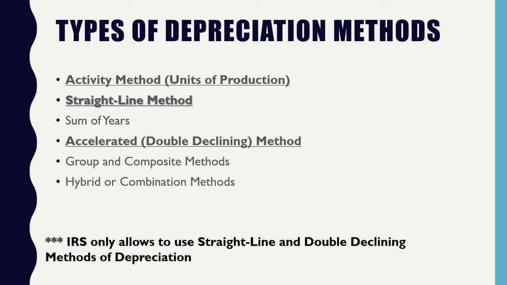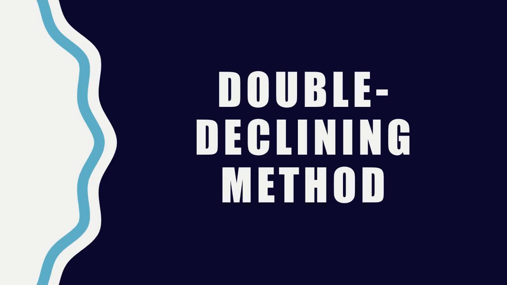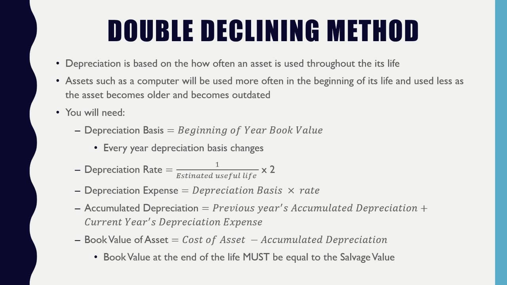Now, let's put that aside and look at double declining, also known as accelerated depreciation. What you're going to notice is it is very time sensitive, and the last component is that it needs to equal salvage value at the end of its life. Okay, so what the heck am I talking about? Well, it will make more sense when we move into the actual problem. So, the double declining method.